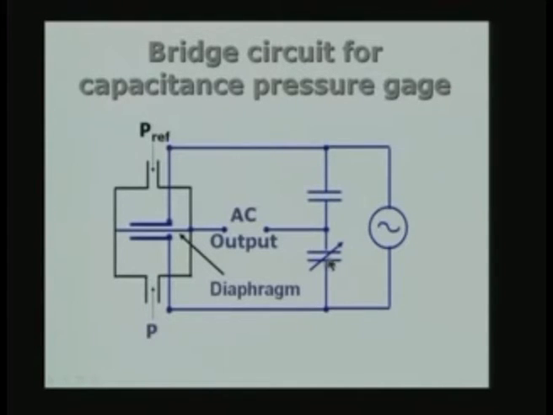This may be a variable capacitance. Initially, when the pressures are the same on the two sides, the reference as well as this side, there is no change in the position of the diaphragm, it should indicate null. That means I am going to vary this capacitance such that the top capacitance and bottom capacitance, which are going to form a bridge circuit, are all going to be in balance.